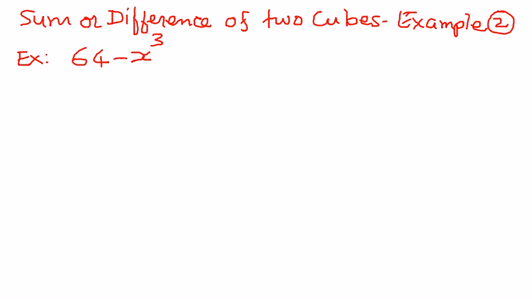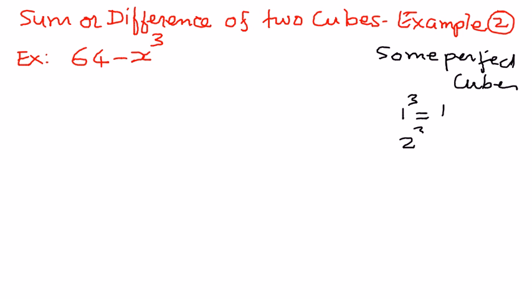So let us recall some perfect cubes. 1 cubed is a perfect cube, 1 times 1 times 1. 2 cubed is 2 times 2 times 2, which is equal to 8. So 8 is a perfect cube. 3 cubed, 3 times 3 times 3, which is 27. So 27 is a perfect cube with a base term as 3.